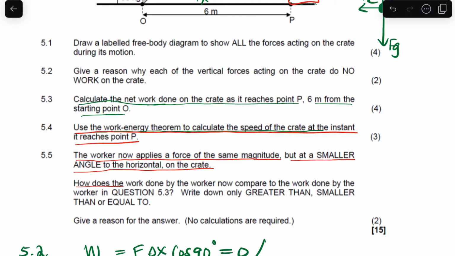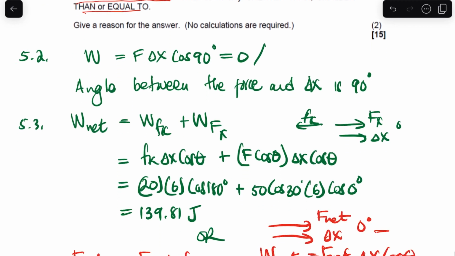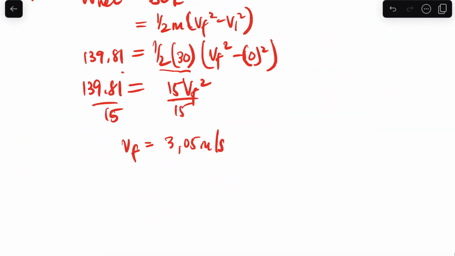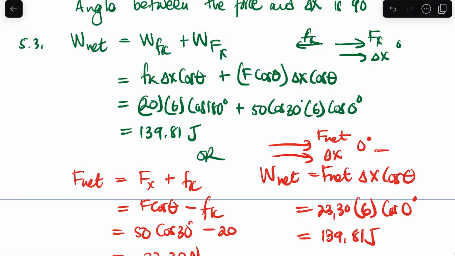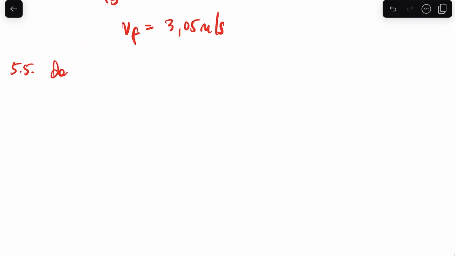It says, how does the work done by the worker compare to the work done by the worker in 5.3? Write down greater, smaller, or equal to. So guys, what's going to happen when you decrease the angle there? Okay, let's start with greater or smaller. It's going to be greater, guys. The work net there is going to be greater.